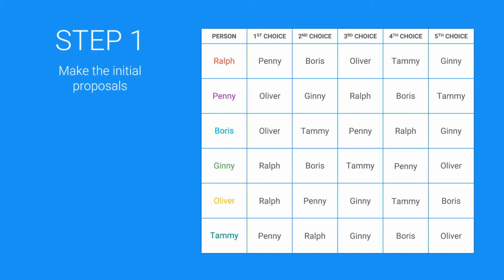Ginny is Ralph's last preference. Ralph starts by proposing to Penny. Penny currently has no other proposals, so she automatically accepts Ralph's proposal.